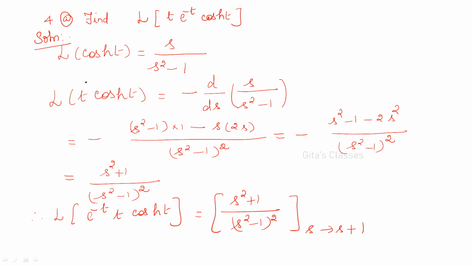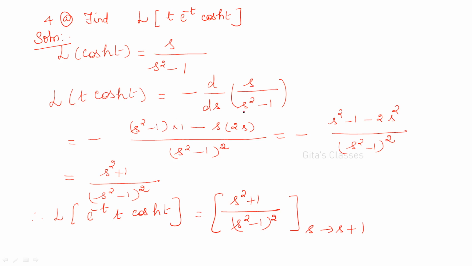Okay. So if you multiply by t, by the formula, it is minus d by ds of s by s squared minus 1. And differentiate this, it is u by v form. So the denominator is (s squared minus 1) the whole squared and the numerator is (s squared minus 1) into du by ds minus u into dv by ds.